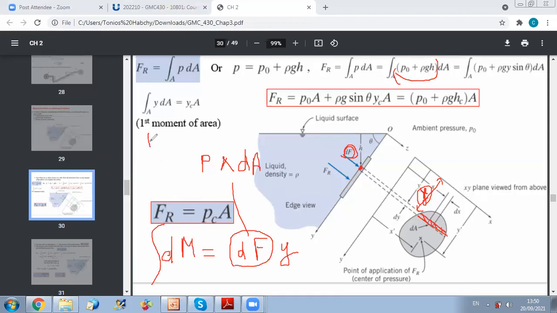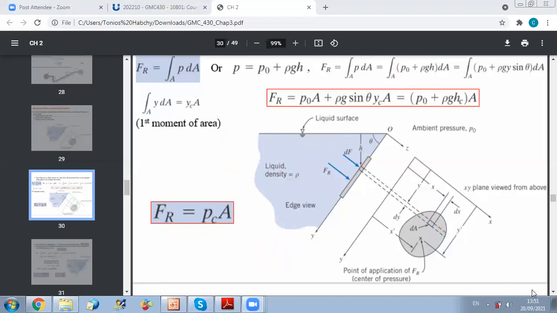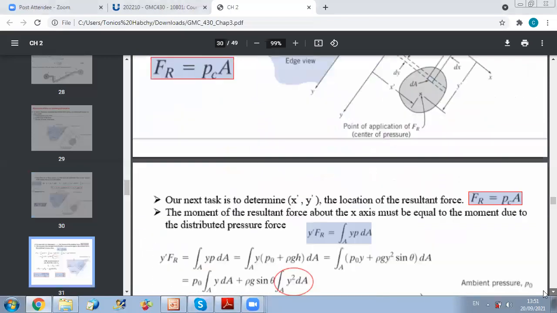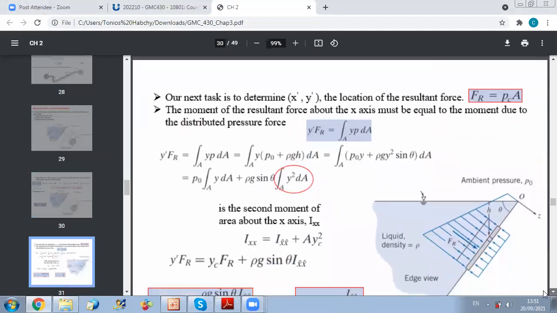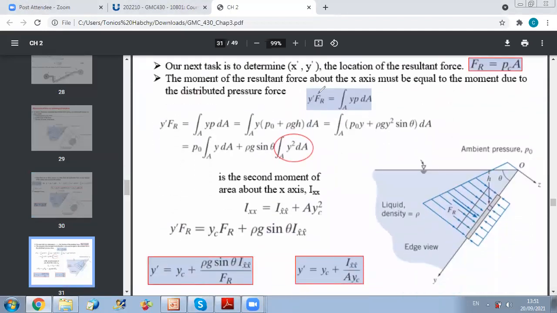So the total moment M, which is equal to the resultant force FR times Y prime, which is the distance I want to find, should be equal to the integral of the pressure term times dA. And now let us see what is the integral of pressure over dA. Of course, don't forget times Y to obtain a moment. So let us develop this term together. This is the equation which will give us Y prime.